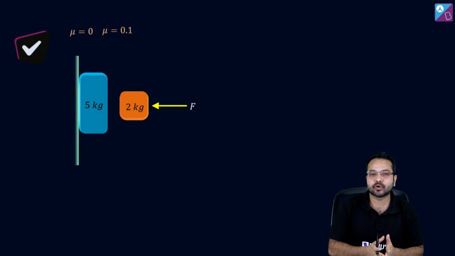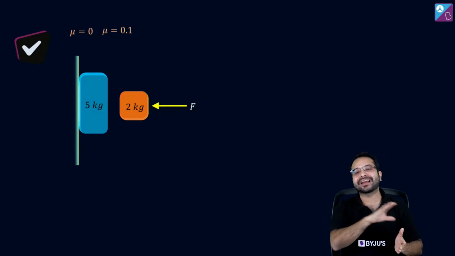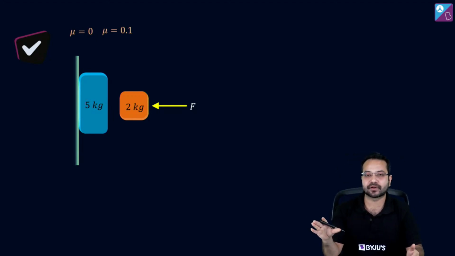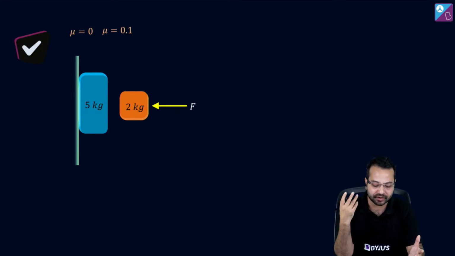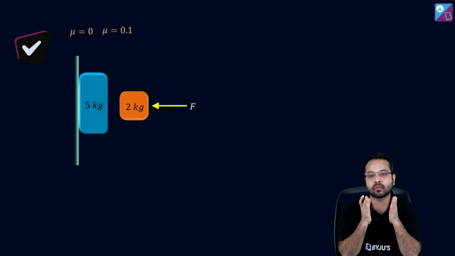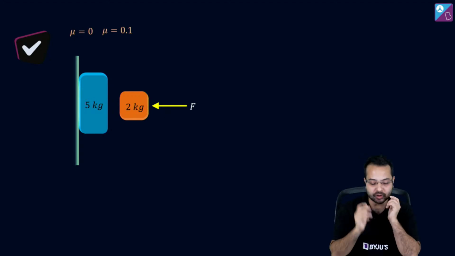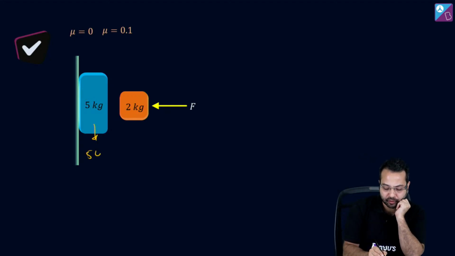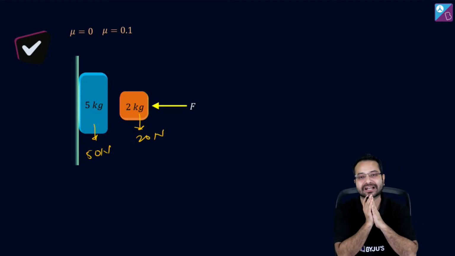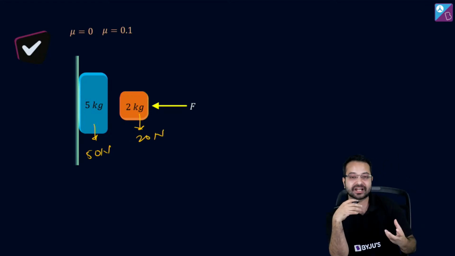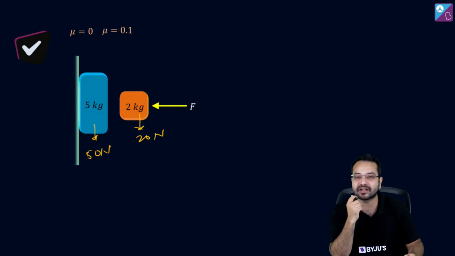Okay, so we have to think about what the tendency of relative motion is. For that, we need to forget about friction. For some time, forget about friction. Think there is no friction at all, and then think what will be the tendency of motion. So for this block, there is a force of 40 Newton acting downwards. For this block, there's a force of 20 Newton acting downwards. The force on the 5 kg block is greater, but that does not decide their relative motion.